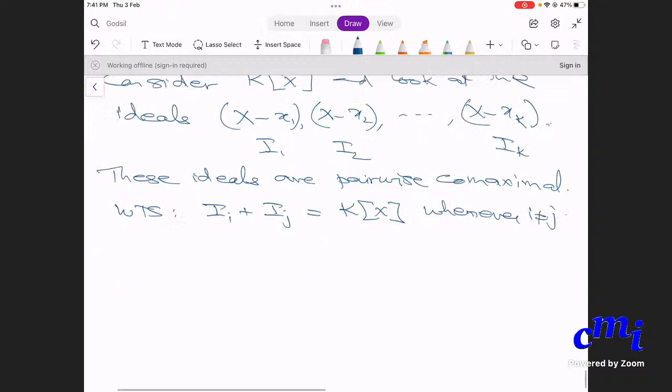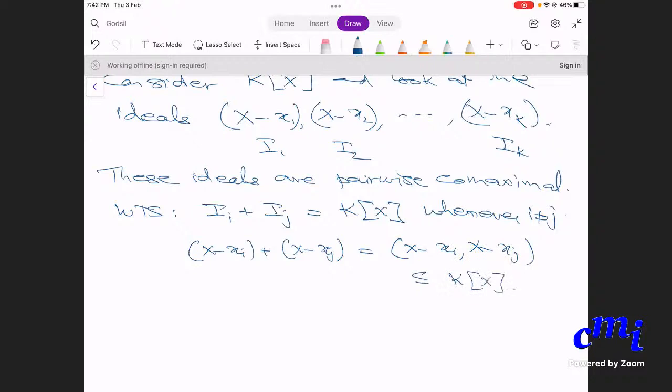But what is I sub i plus I sub j? I sub i is (x minus xi), and I sub j is (x minus xj). What is the ideal generated by x minus xi plus the ideal generated by x minus xj? In general, if you have generators for one ideal and generators for the other ideal, the sum will be generated by all those generators put together. So this is just the ideal generated by x minus xi and x minus xj in the ring K[x], of course.